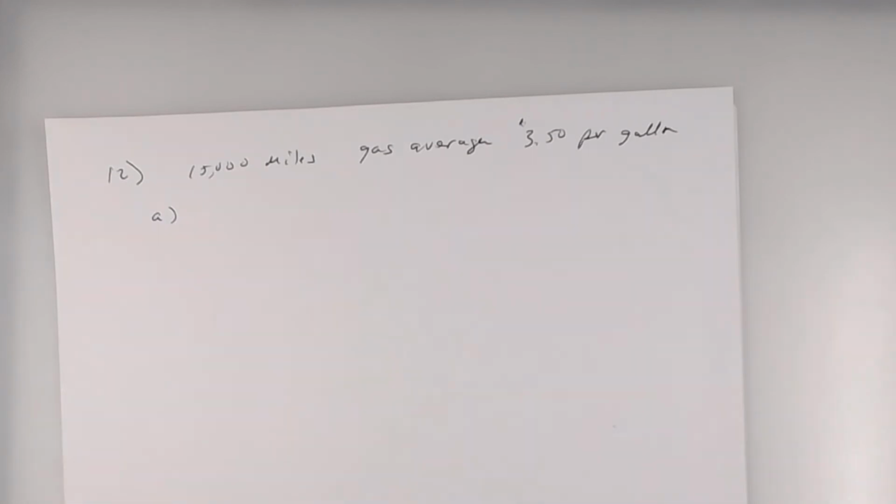But let's go back to number 12, though. So you're going to drive this car 15,000 miles. Now that's about between 10 and 15,000, which is usually what insurance companies would quote you on for driving a car. So they always ask you how many miles you're going to drive this car. And then the gas is, let's say it averages 3.50.